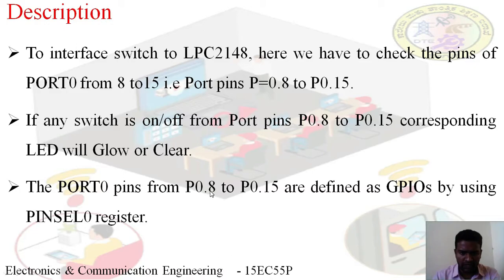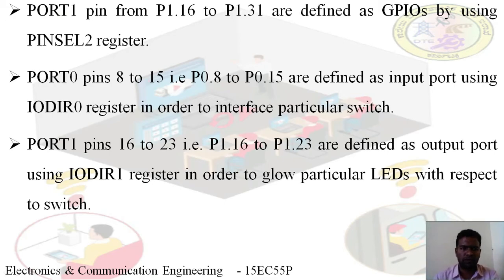Port 0 pins 8 to 15 are defined as GPIOs using the PINSEL0 register. Port 1 pins from port 1 pin 16 to port 1 pin 31 are defined as GPIOs by using the PINSEL2 register. Port 0 pins 8 to 15 are defined as input port using the IODIR0 register in order to interface the particular switch. Port 1 pins, that is pin number 16 to 23, are defined as output port using the IODIR1 register in order to glow particular LEDs with respect to the switch.